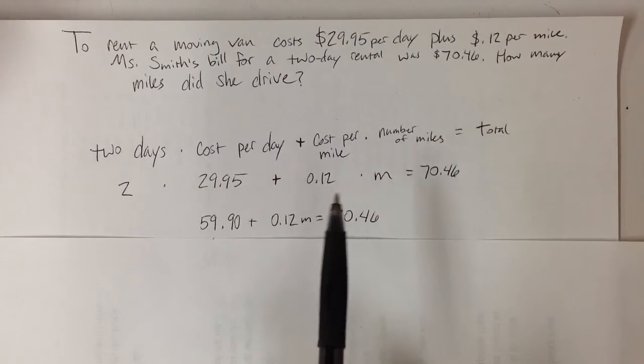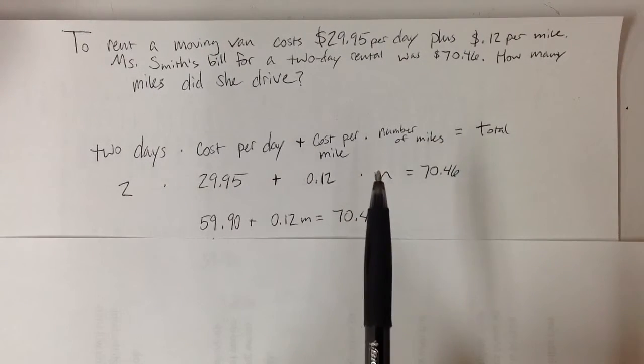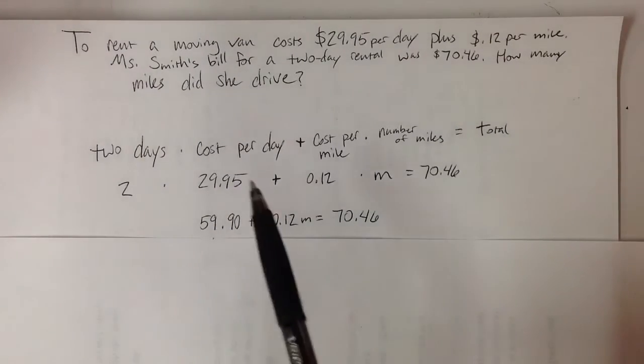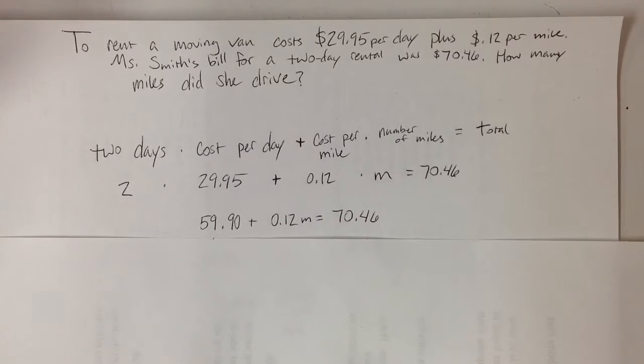Anyway, to continue to solve this problem, first I would multiply 2 times $29.95 and 0.12 or 12 hundredths times m. Right now I'm just kind of simplifying my equation, combining like terms. So I've got 59.90 plus 0.12 m equals 70.46. Here my process is just the same as solving equations. I've got addition and multiplication happening to the variable.